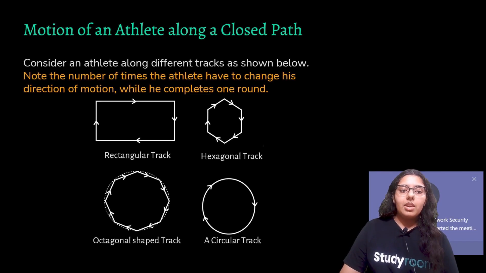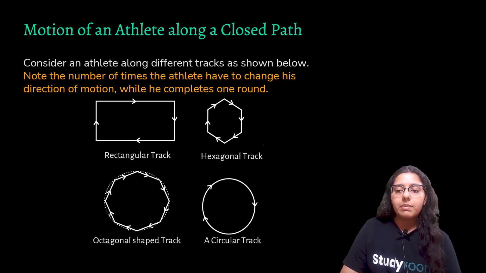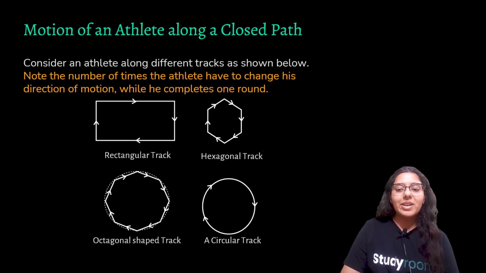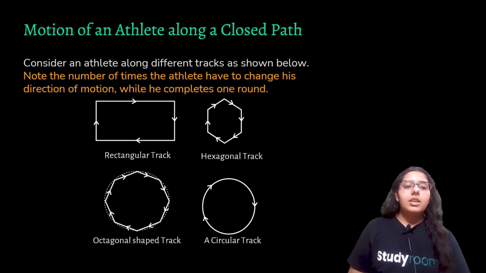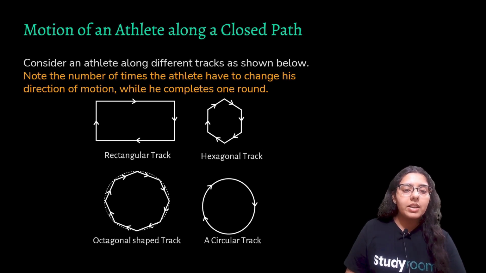We'll note the number of times the athlete has to change direction. In this rectangular track, if the athlete starts from here, how many times will he change direction? First time, second time, third time, fourth time. So in a rectangular track, the athlete changes direction 4 times. In a hexagonal track, he'll change it 6 times. In an octagonal track, with 8 sides, he'll change his direction 8 times.